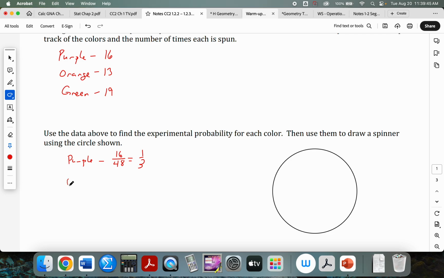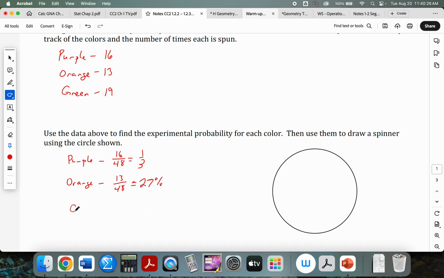Now for orange, it's not going to be nearly as nice. It's 13 out of 48. That didn't come out to be a really nice answer, and that's okay. That happens especially when you're doing these things experimentally. 13 out of 48, let me give you that as a percentage. It's 27%. So it's a little bit more than a fourth.